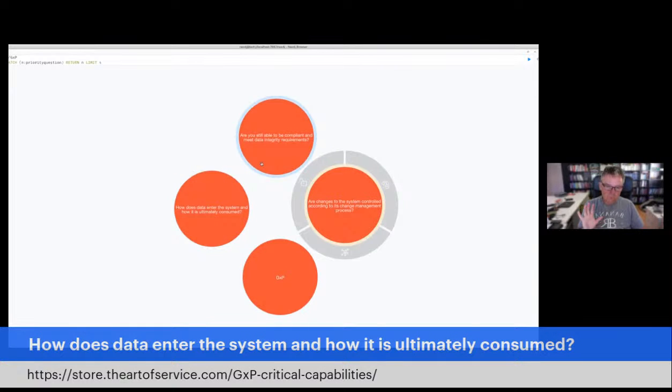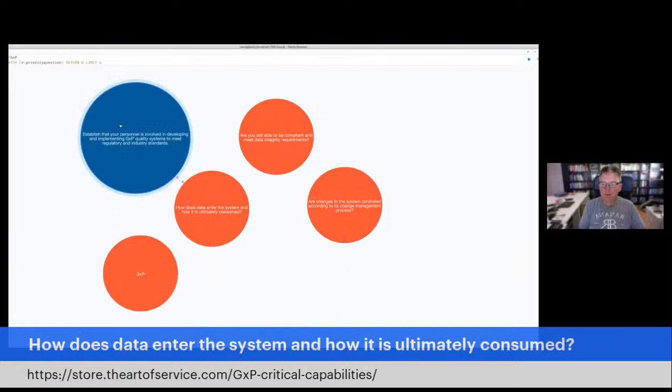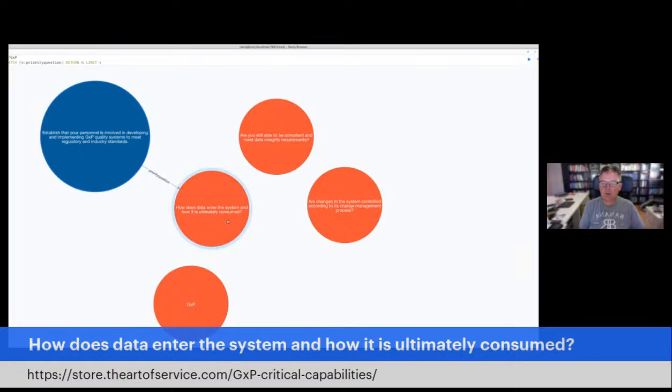Now, in the big hairball before, you saw how everything's connected. You'll see that here as well. If I open up this one, how does data enter the system and how is it ultimately consumed? Make sure that you have this in place to cover that.